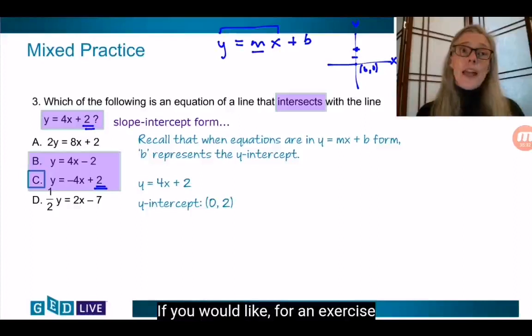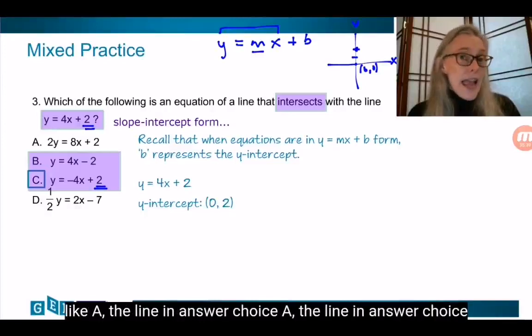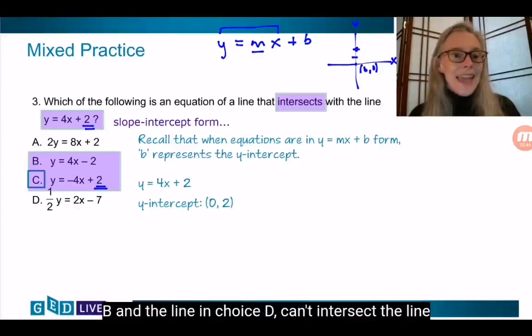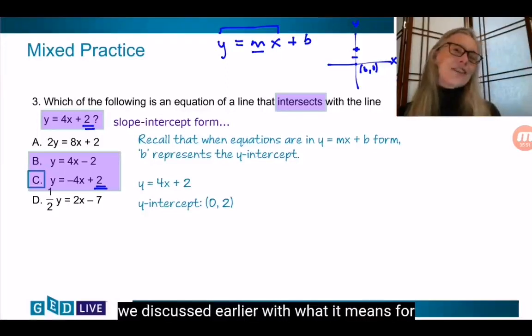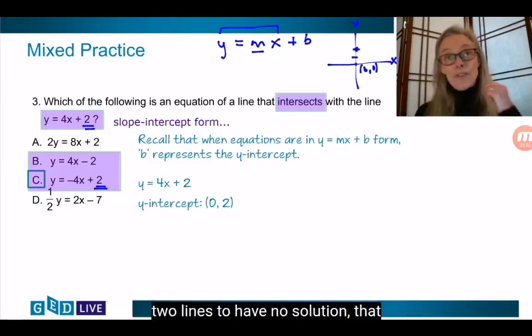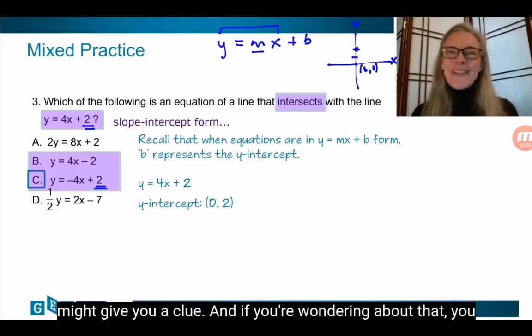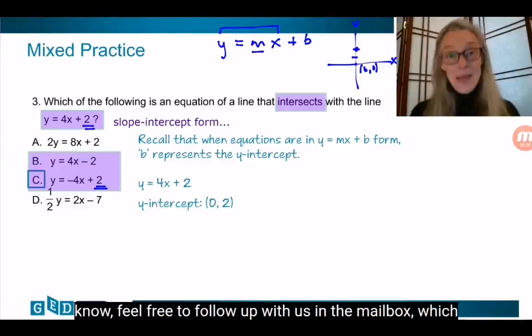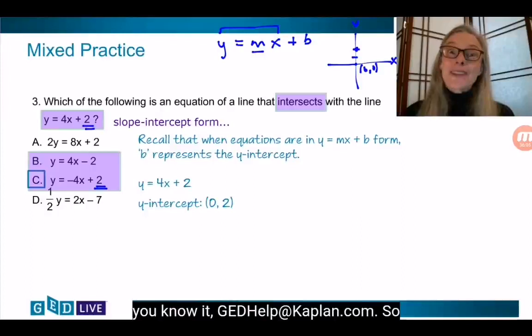If you would like, for an exercise, try to determine why the line in answer choice A, the line in answer choice B, and the line in answer choice D can't intersect the line y equals 4x plus 2. And if you think back to something we discussed earlier with what it means for two lines to have no solution, that might give you a clue. And if you're wondering about that, feel free to follow up with us in the mailbox, which will give you the address at the end, but hopefully by now you know it, gedhelp@kaplan.com.